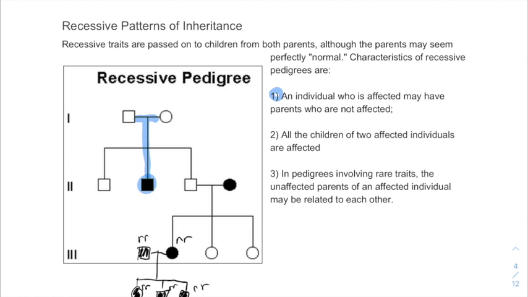Over here, we have what we call a carrier. These are unaffected parents who have an affected child, so that means that they must be carriers for whatever this disease is, so that they can have that pedigree, or they can have that cross.